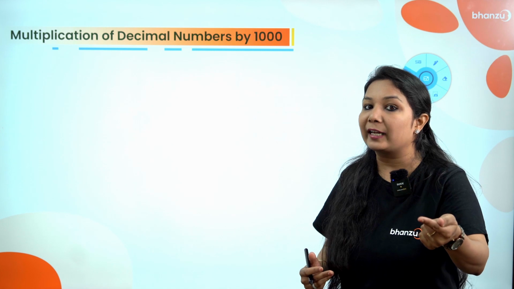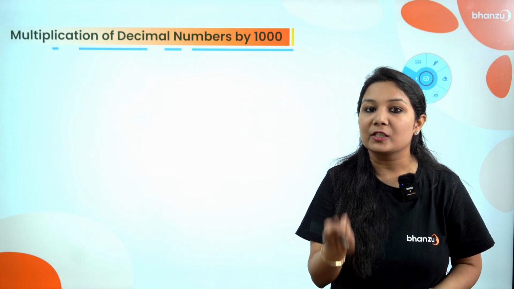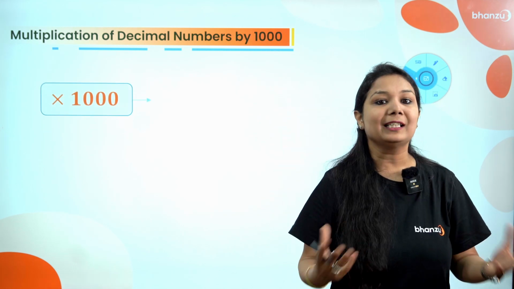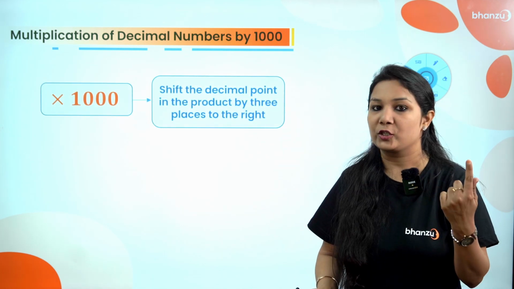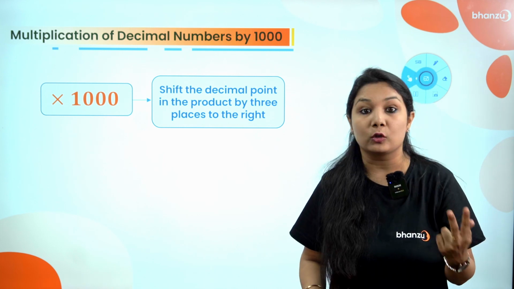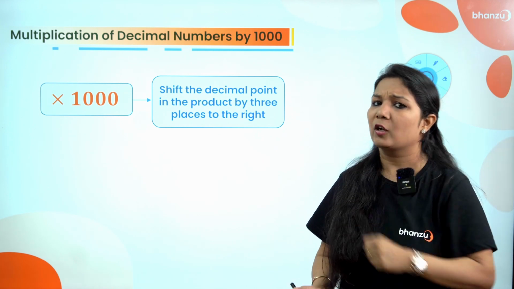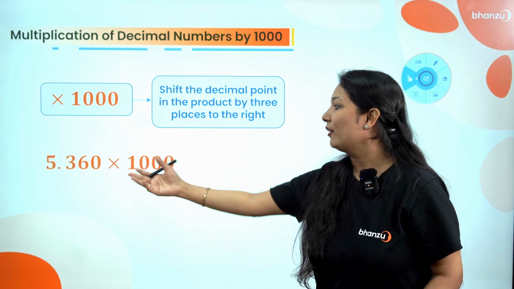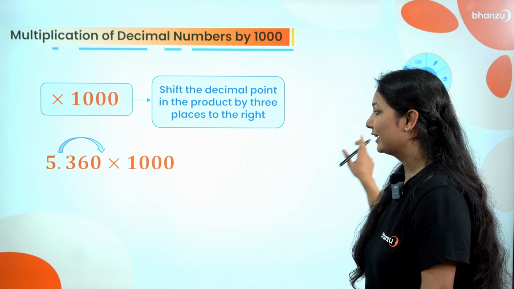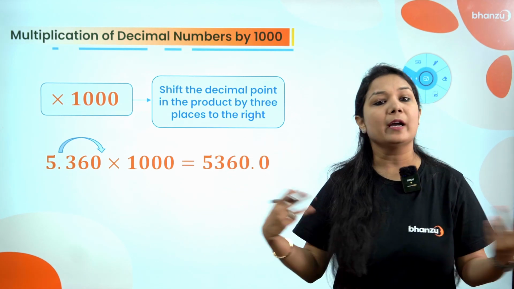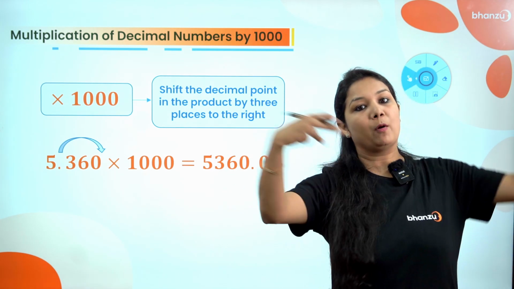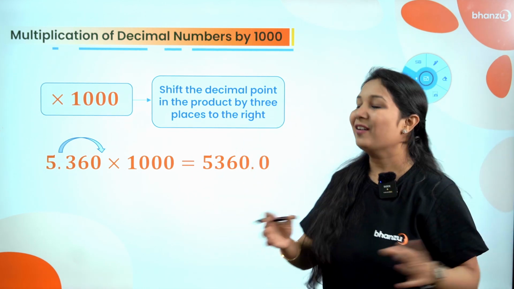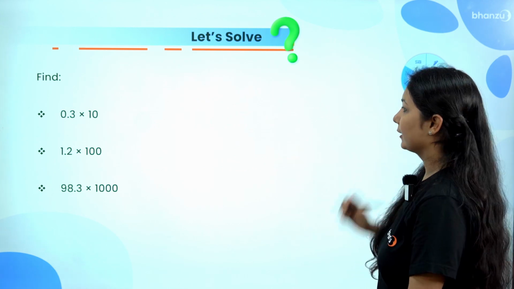So this time can you try now? How many jumps should we take? 3 jumps, ma'am, because there are 3 zeros in 1000. For 10 we took 1 jump towards right. For 100 we took 2 jumps towards right. For 1000 obviously it would be 3 jumps towards right. Yes? So 5.360 into 1000 is 5360.0. We have taken a jump of 3 digits towards right hand side. Right? Now let's move ahead and do some practice questions.